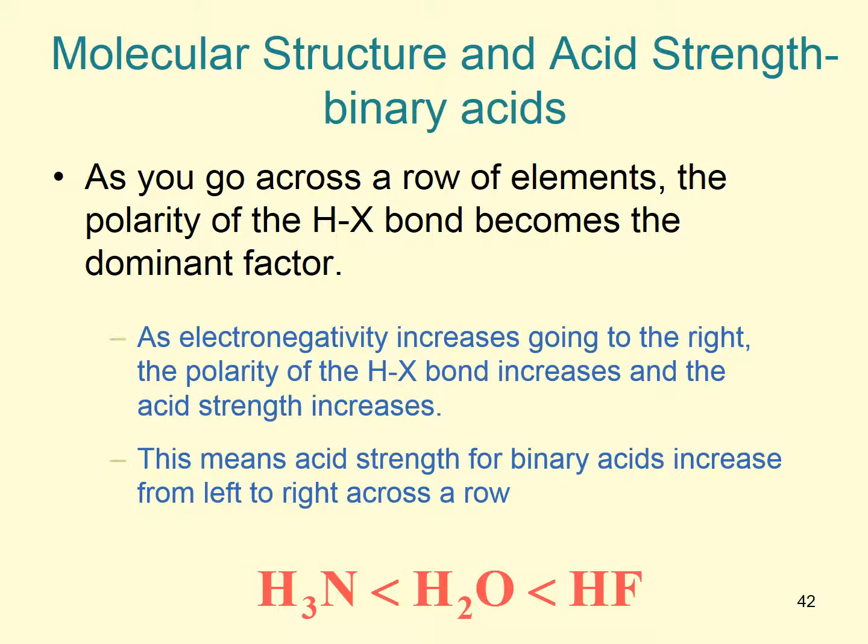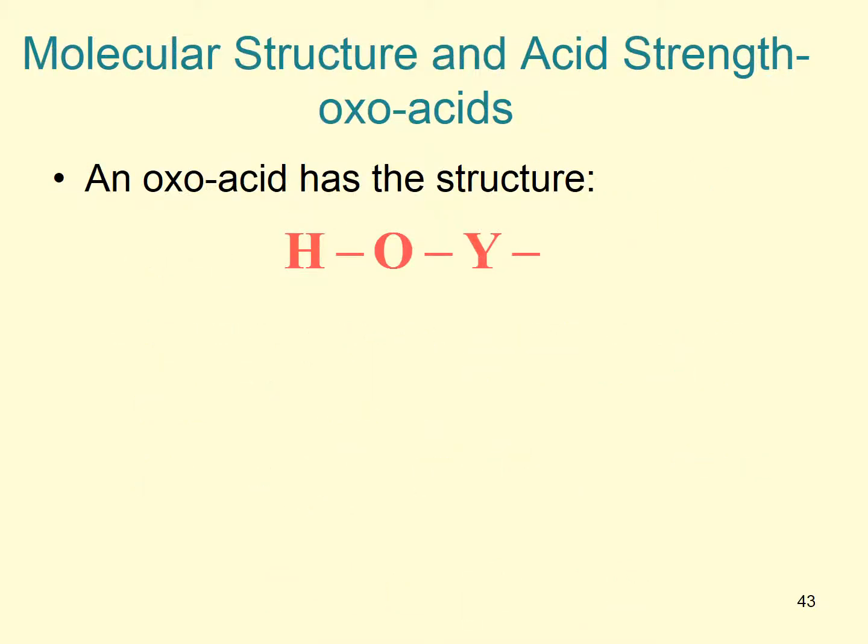acid strength increases. Now we have the second kind of acid, which is called an oxoacid. And interestingly, that means that H is attached to an O, which is attached to some other element. And sometimes it's really hard to tell because the way we're doing it, we're writing the formula with the H in the front, so the formula doesn't always give the structure. So for example, acetic acid, which is HC2H3O2, you can't tell the exact structure.